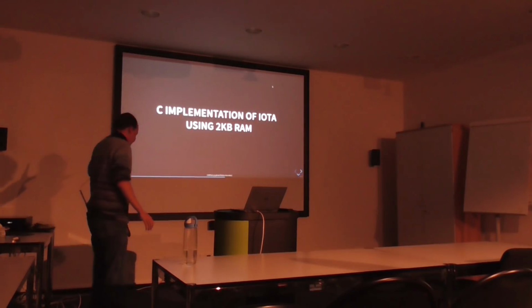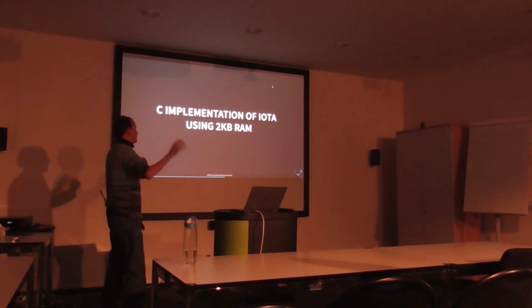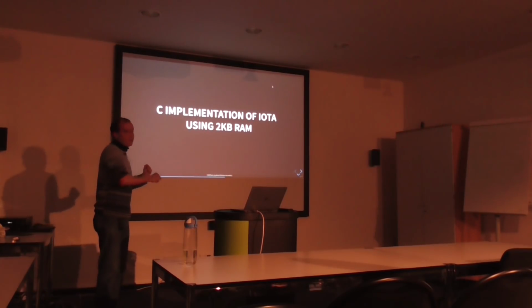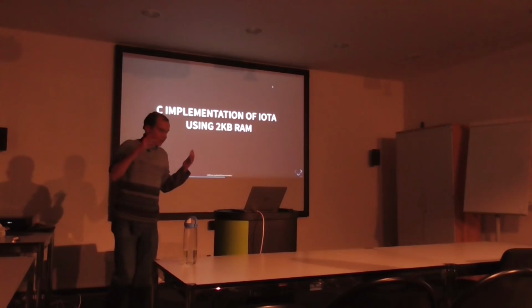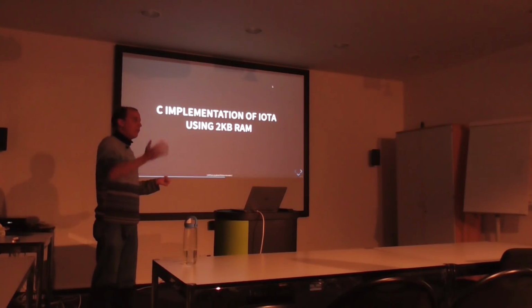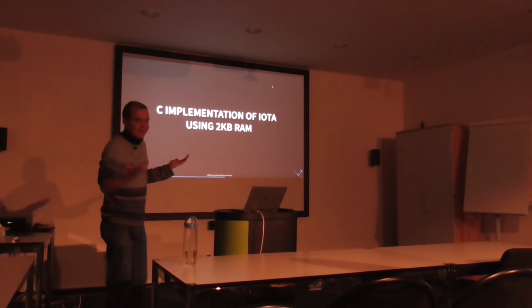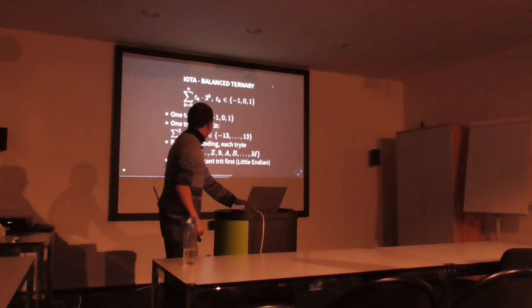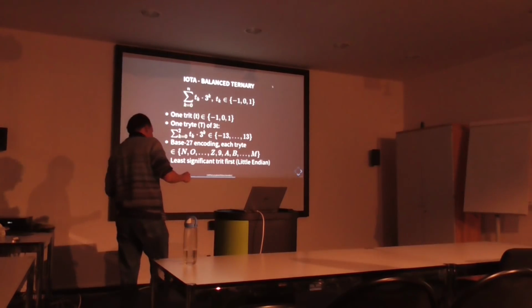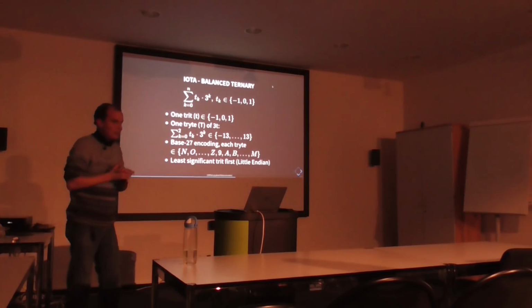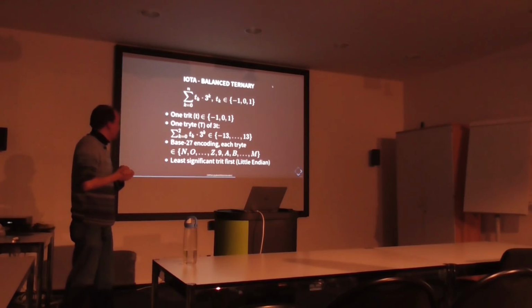And yeah, so this is our current status. Basically, what you want is a C implementation of IOTA using 2K of RAM. And this also has other limitations. You don't have the full standard libraries, you don't have a heap, you don't have malloc, so the usual embedded limitations. And it kind of fits nicely with the last points that were raised in the last talk.